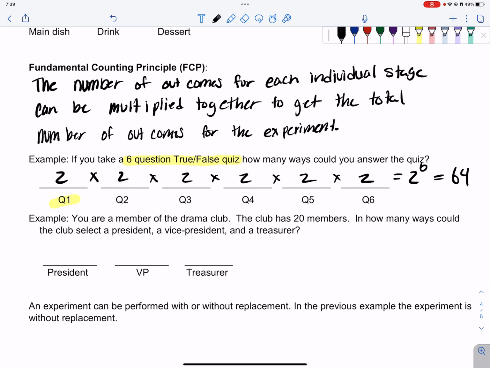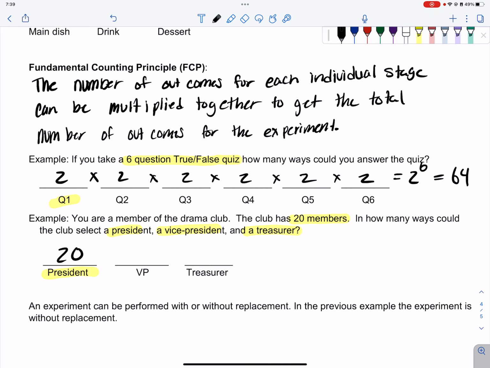The next one, we have that you're a member of the drama club, and the club has 20 members. How many ways could you select a president, a vice president, and a treasurer for this club? Well, let's suppose first they're voting for who is going to be president. How many people could they choose from to be president? Well, they have 20 different people in the club that could fill that role.